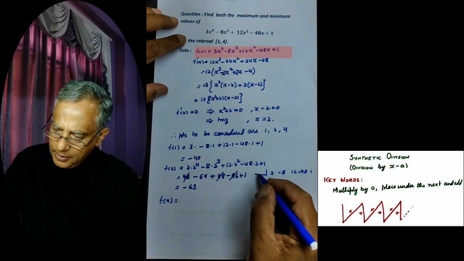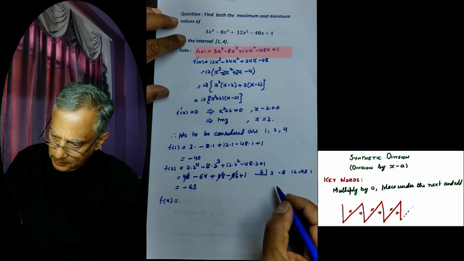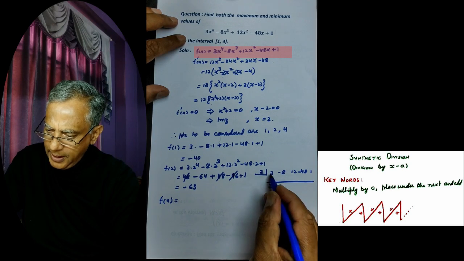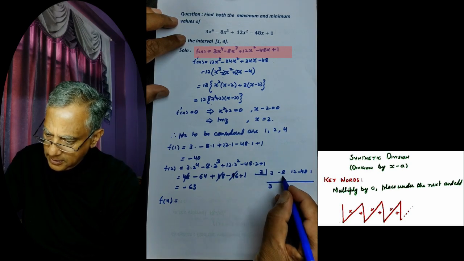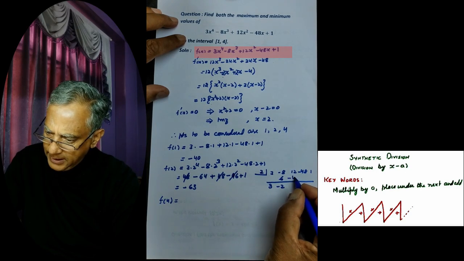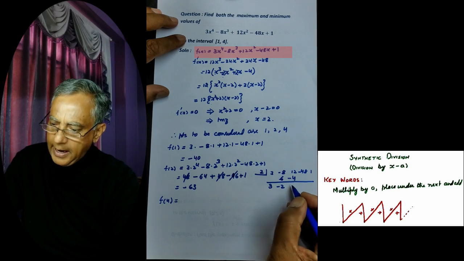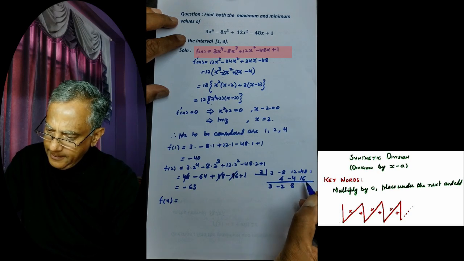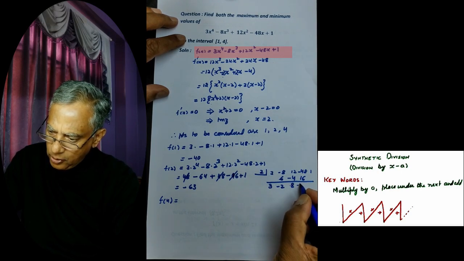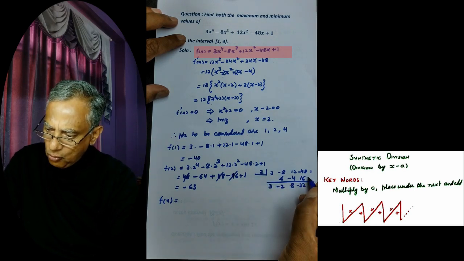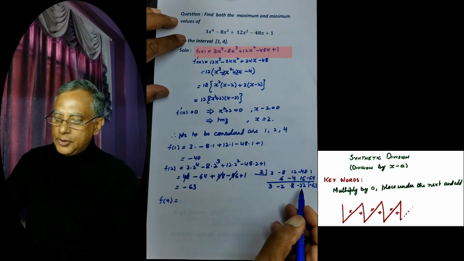And the divisor is 2. We write, this is the starter, 3 into 2 is 6, and this is minus 2 into 2 is minus 4. Multiply by this, place under the next and add. Multiply by this, this is 16, place under the next and add. We get minus 32. Multiply by this, place under the next, that is minus 64, and this will be minus 63. So the value is minus 63.